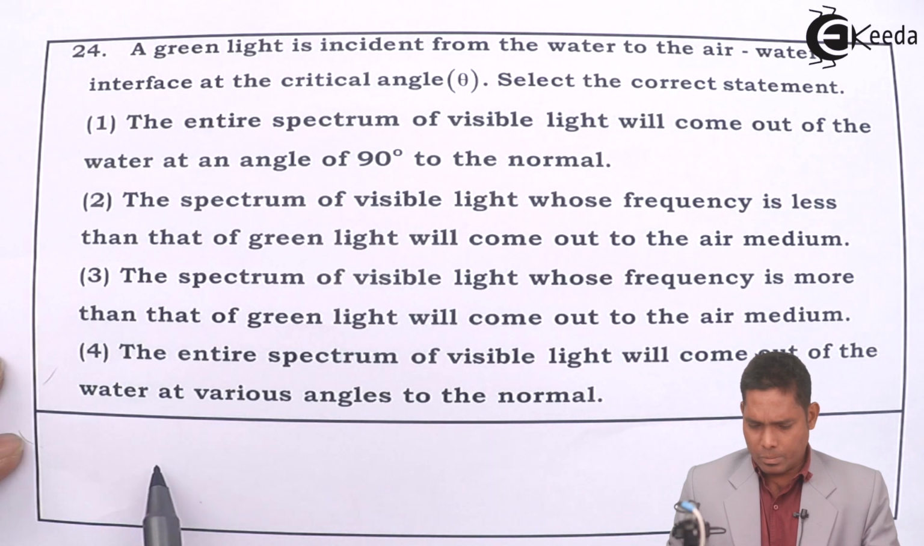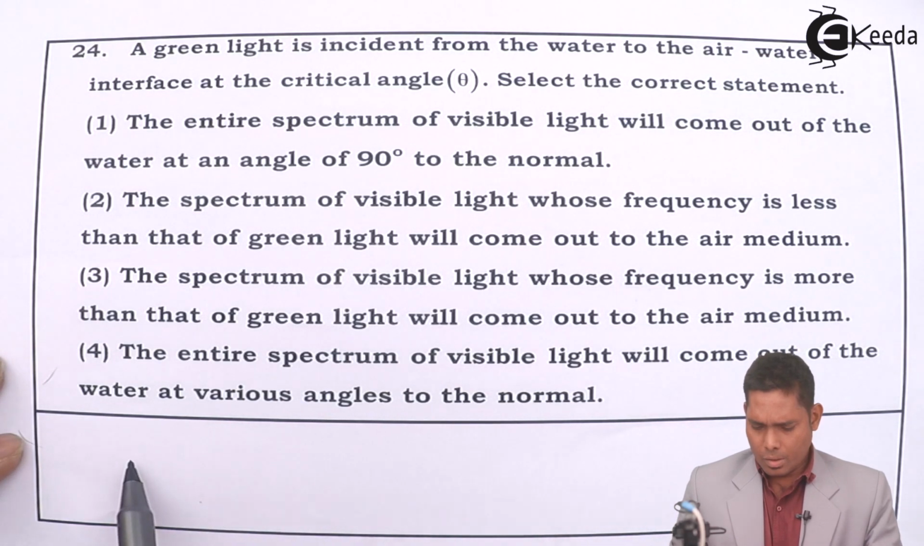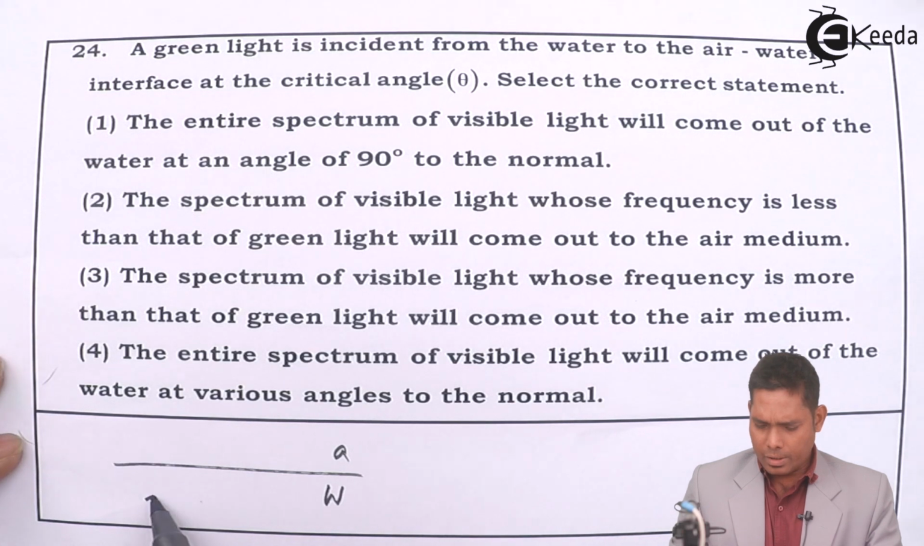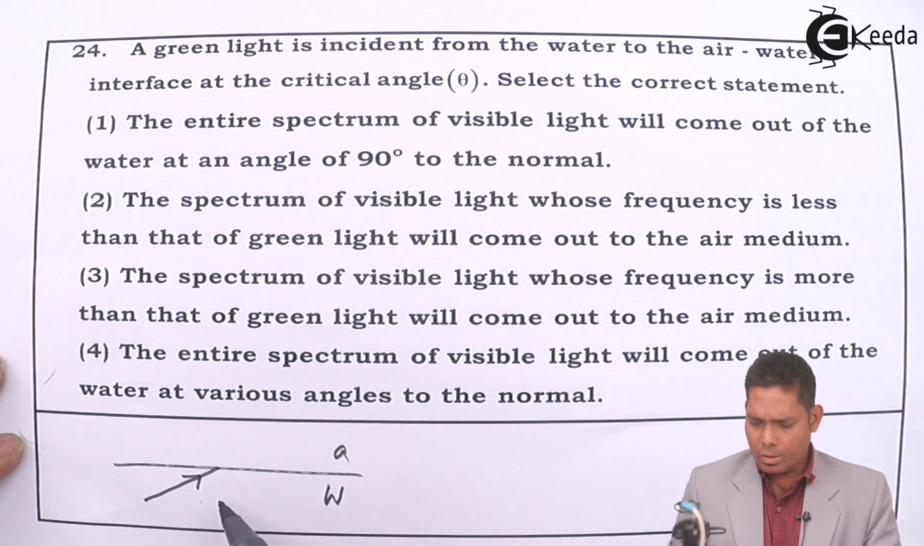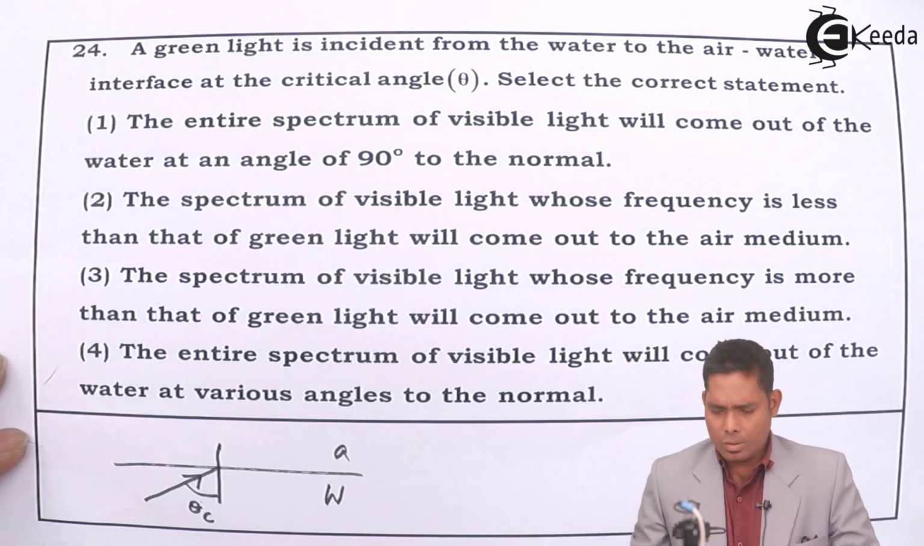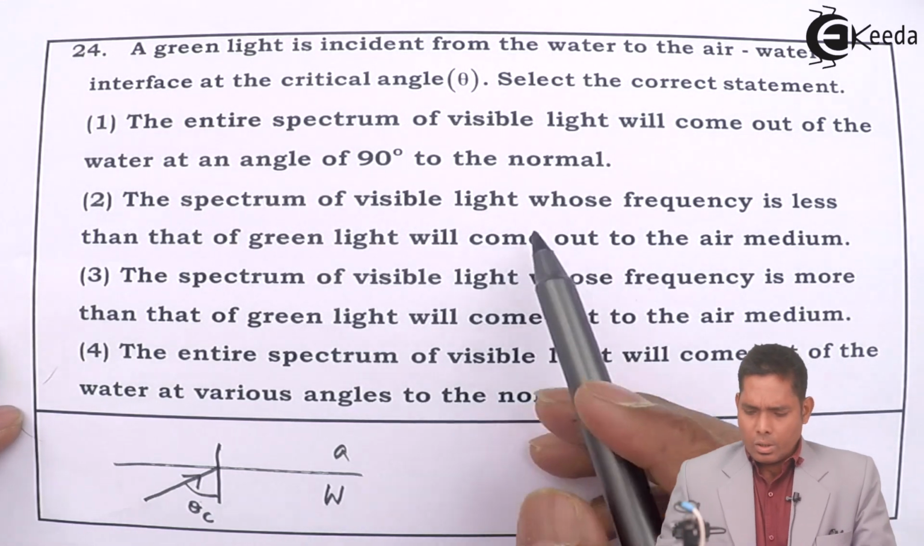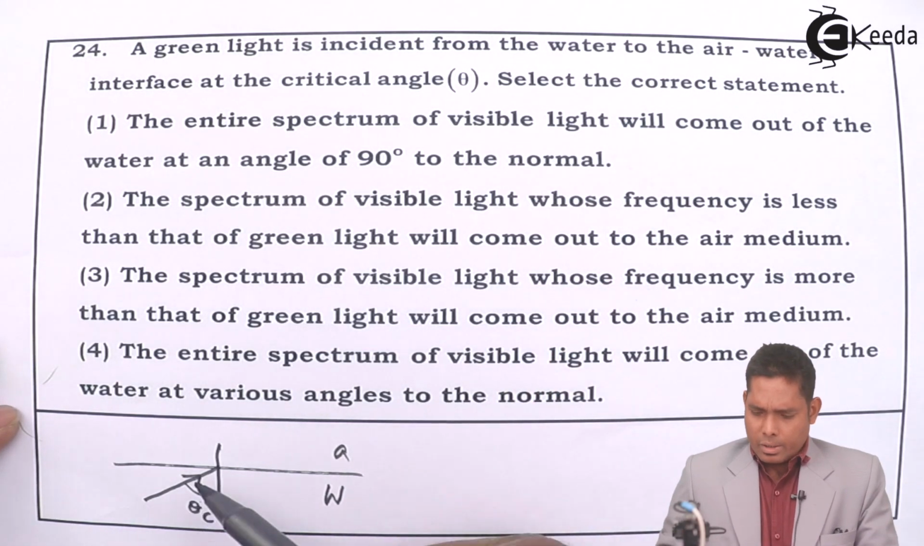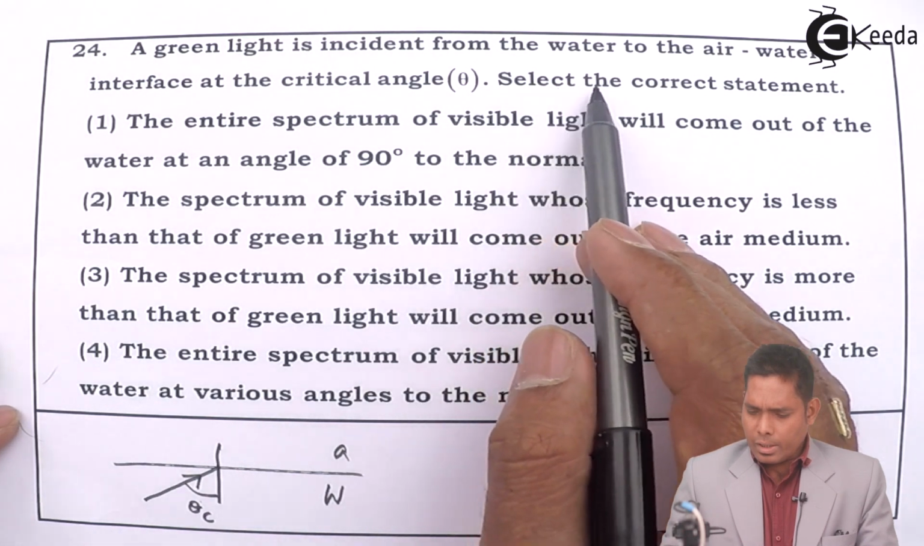So let me just draw that. This is water and this is air. So green light is incident on the water-air interface at critical angle. So this angle is the critical angle, the air-water critical angle. Then select the correct statement.